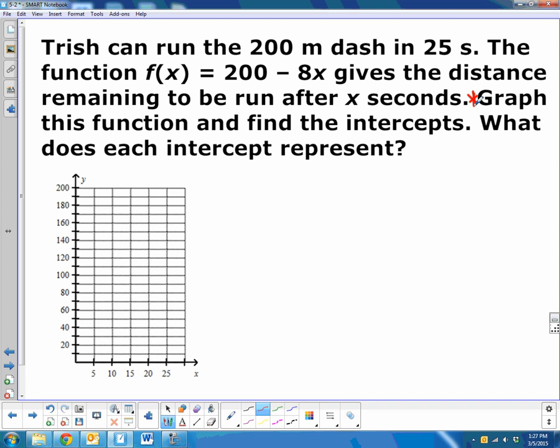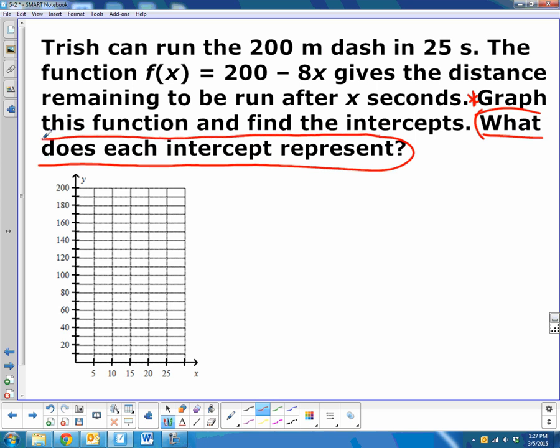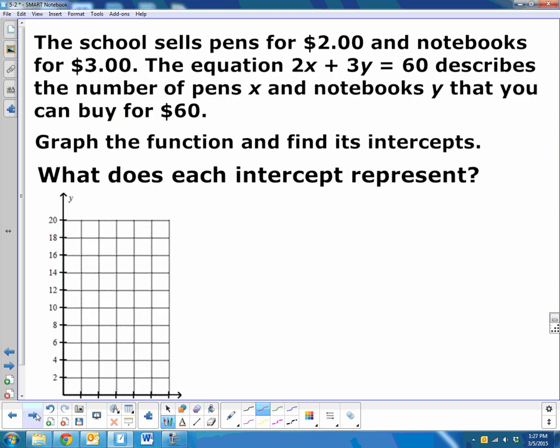The last question here, where it says, what does each intercept represent? We will deal with that at the beginning of class, so don't worry about that right now. But I'd like you to try and graph this and find the intercepts. Same thing with this one. I would like you to try and graph the function and find its intercepts. The part about what each intercept represents, you can certainly try it. I encourage you to work ahead, but we'll talk about that at the beginning of class.